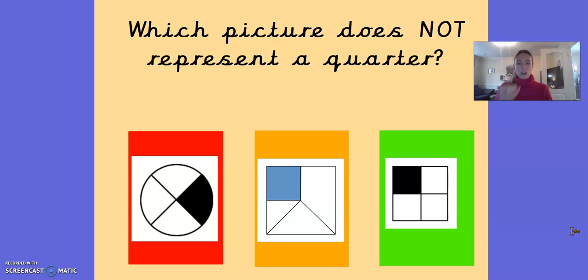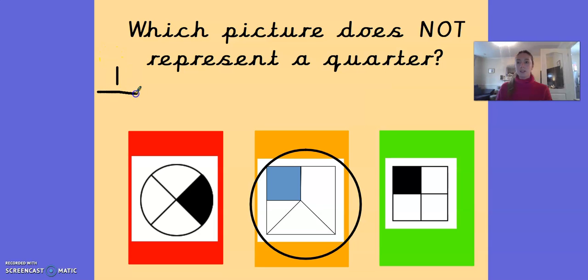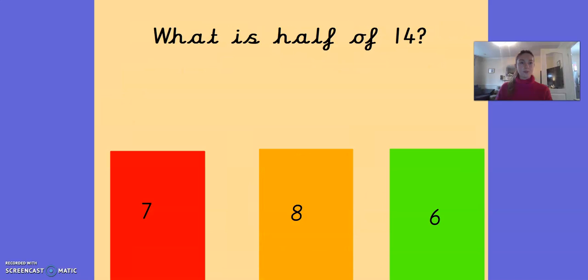Okay, so you should hopefully be holding up your orange object or shouted orange out, because orange does not represent a quarter. And I wonder if you had a go at explaining how you know. I know that this one does not represent a quarter because it is not split into 4 equal parts. We know that a quarter, which we can write as a fraction here, means that it is split into 4 equal parts. This one is split into 4 parts, but they're not equal. So this one does not represent a quarter.